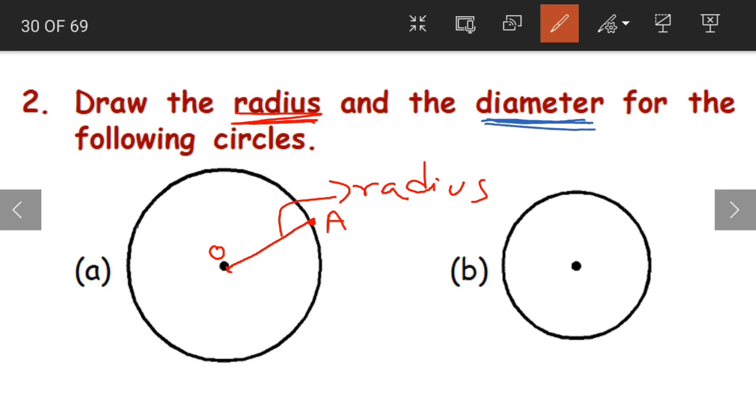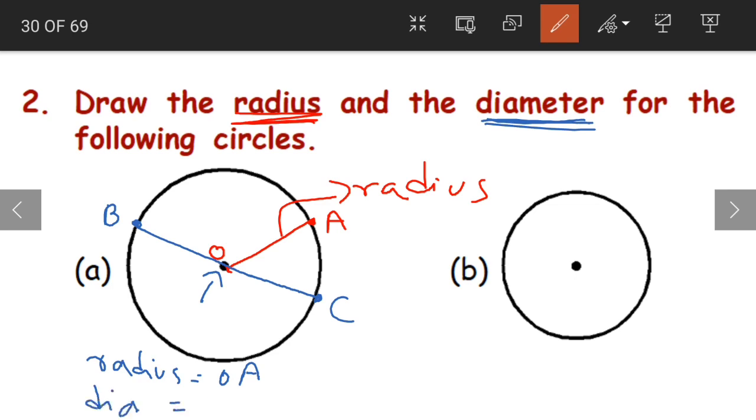Now coming to diameter, there are two conditions for a line segment to be a diameter. What are they? That is, it should pass through the center of the circle and both of its endpoints should lie on the circle. See, now these are the two endpoints of the given line segment. They are on the circle. Both the endpoints are on the circle and it is passing through the center of the circle. So again, if you name these points here as B and C, then BC becomes our diameter. Radius is equal to OA and diameter is equal to what, children?